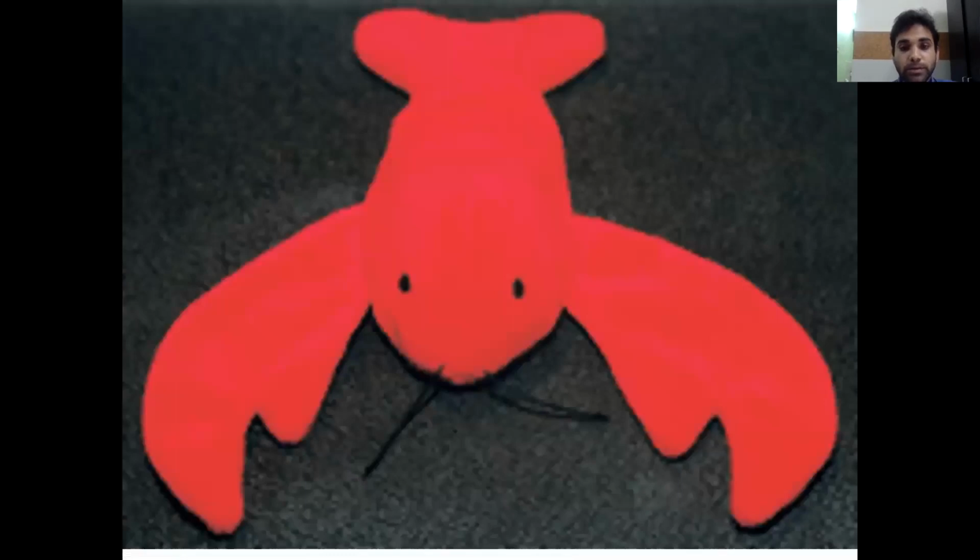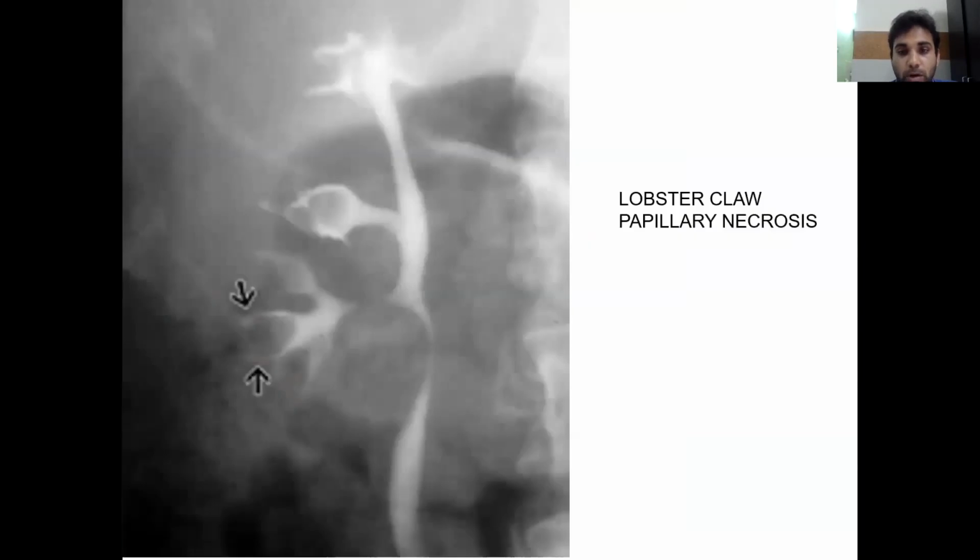Next, you can see a lobster claw appearance. This is also seen in association with papillary necrosis. Here the IVU shows, on the right kidney, the lobster claw appearance, which is a sign seen in papillary necrosis. The lobster claw sign refers to a urographic pattern of papillary excavation that may be seen in patients with renal papillary necrosis.